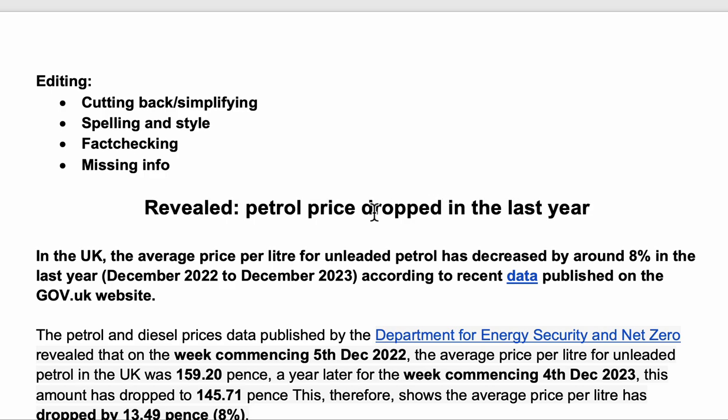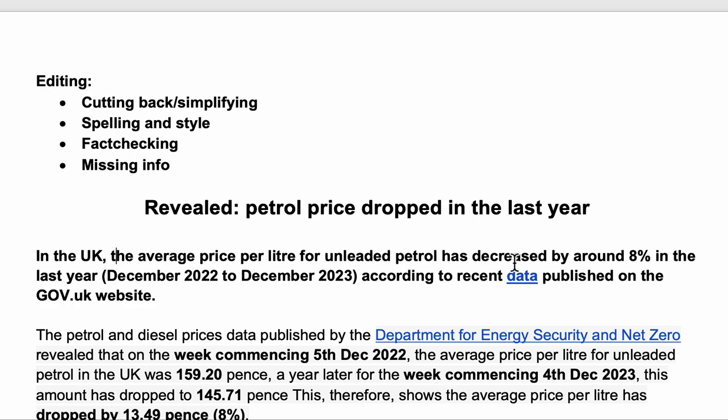And I'm going to go back to past tense actually. I'm going to make this an exception to the rule about present tense, because I think that makes a bit more sense with this because it's historical data. So petrol price dropped in the last year. Okay, so that's much more punchy now. Let's move on to the first sentence, the intro.